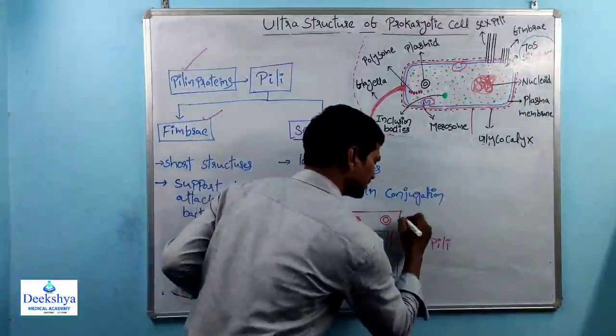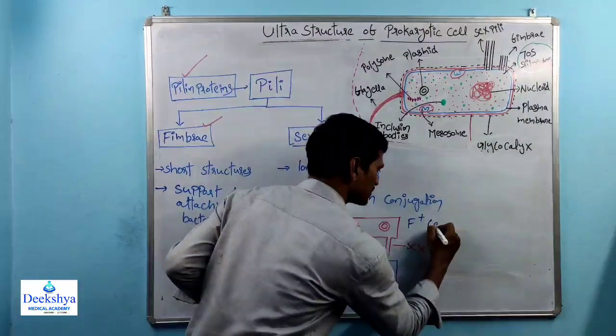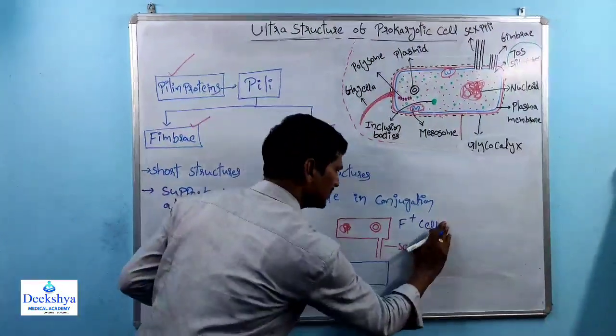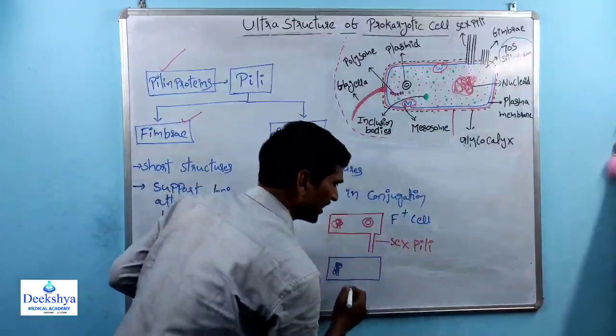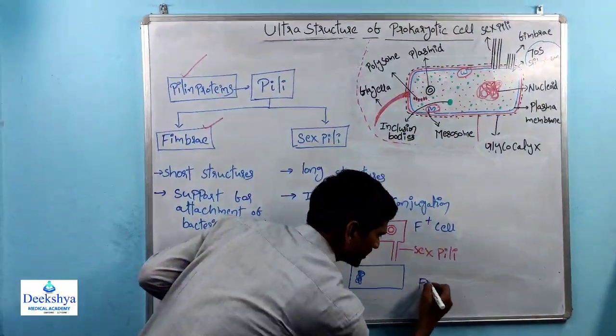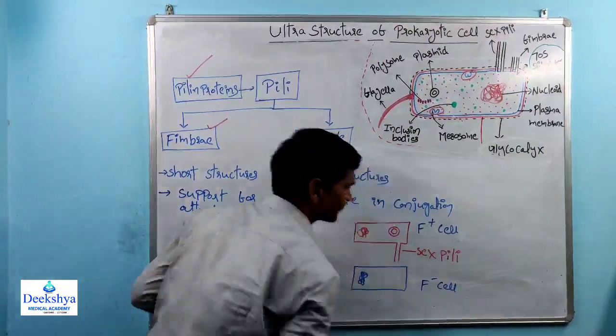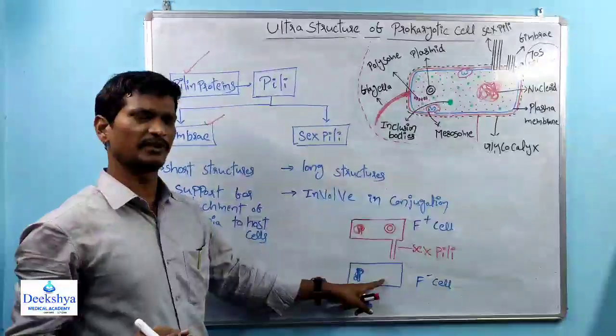So the bacteria that contains plasmid is called as F plus cell. And some bacteria where plasmids are absent, this cell is called as F minus cell.